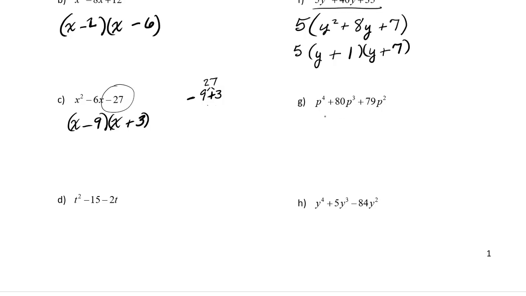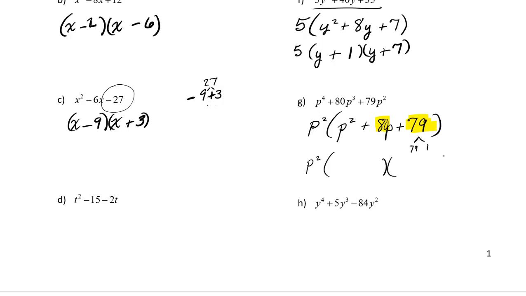I have p to the fourth plus 80p to the third plus 79p squared, and I need to factor out a common p squared out of all three terms. This will give me p squared plus 80p plus 79. Now that might look scary at first, but notice that the middle term is only one digit different than the last term. That means that 79 times 1 will give you 79. And if you add 79 to 1, you get 80. So that makes it pretty easy.